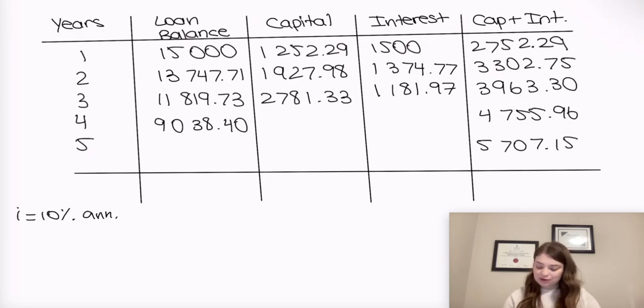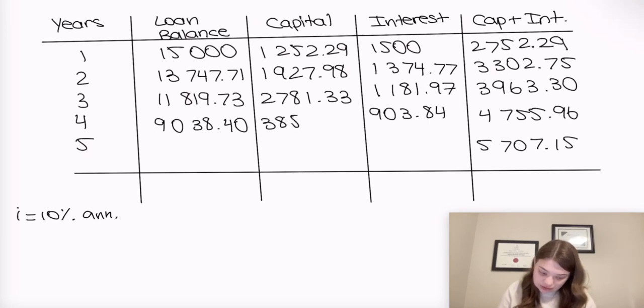So year 4, we owe $9,038.40. And the payment we make is $4,755.96. Let's find out how much interest we have to pay on that loan balance by multiplying it by 0.1. That means that the interest we must pay is $903.84. So then subtract that from our overall payment to figure out how much principal we paid off. That means that $3,852.12 got paid off. And then we again subtract that from the overall balance, $9,038.40.